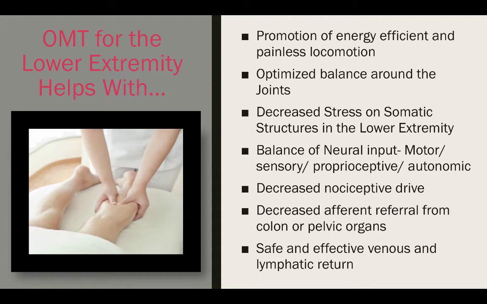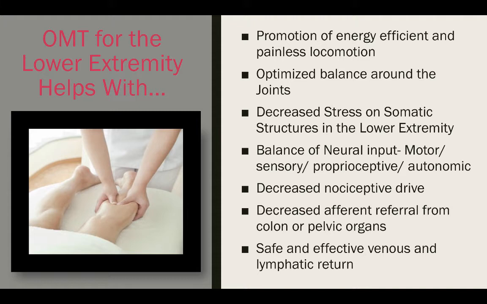But what about our athletes who really want to have peak performance? That would be a reason for them to get treated with OMT so that they can be the most energy efficient in their motion and in their athletic performance. We want to balance around the joints. Remember when we talked about the lower cross syndrome and we used the example of the knee, and if there's too much tension on one side versus the other side because we have muscle imbalance, that can lead to early arthritis or it can lead to tendinitis of one ligament or another. So we want to balance those agonists and antagonists. That's going to decrease the stress on the somatic structures in the lower extremity.